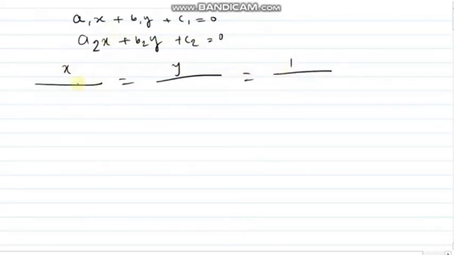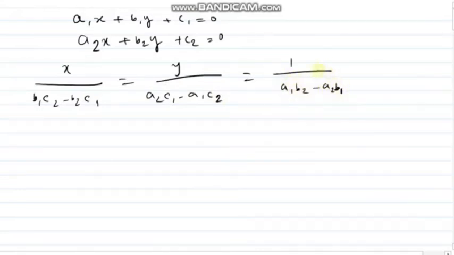write it like this. So x divided by b1c2 minus b2c1, y divided by a2c1 minus a1c2, and 1 divided by a1b2 minus a2b1. If you have a problem with the cross multiplication method, you can check my video on simultaneous linear equations.